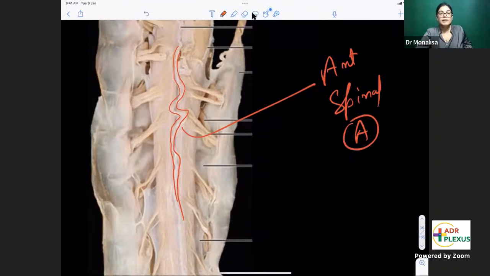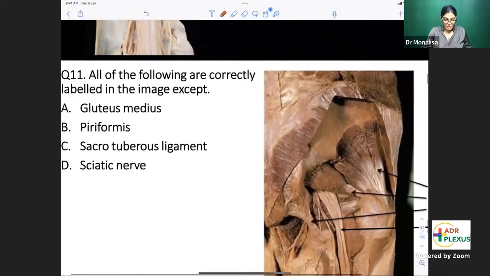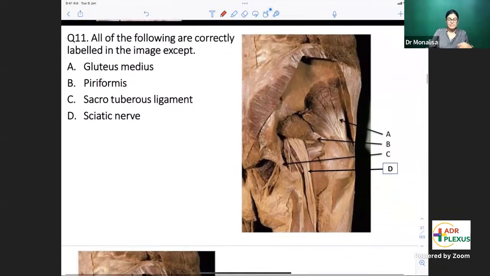Yes. Let me just check. Yes, absolutely correct, dear. Let's move on to the next. All of the following are correctly labeled in the image except. Okay, A, Gluteus Medius. So yes, A is the absolutely correct answer.